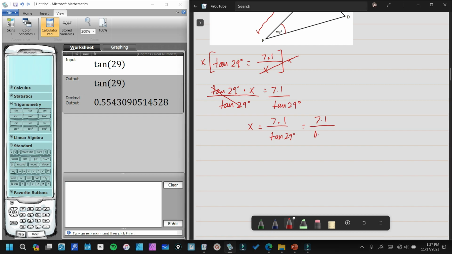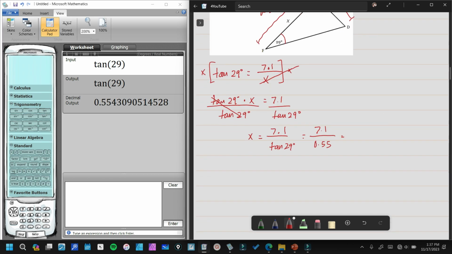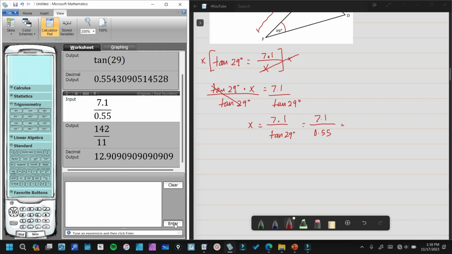is equal to 0.55. I know you're thinking we need to round off our answer to the nearest tenth, but I just want to make sure I get the approximate answer, so I'm using 0.55. The final answer will definitely be expressed in decimal to the nearest tenth. So 7.1 divided by 0.55 is 12.91, or 12.9. So our answer here is approximately 12.9.